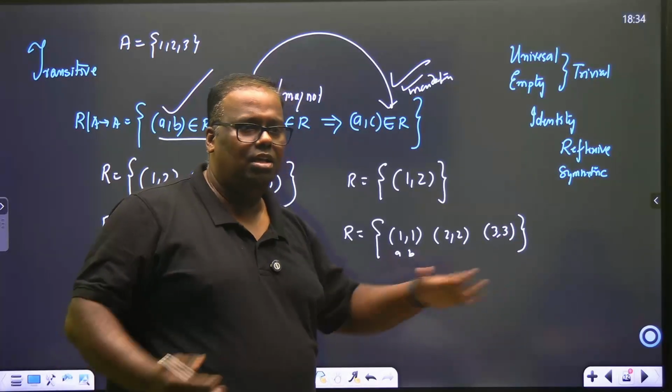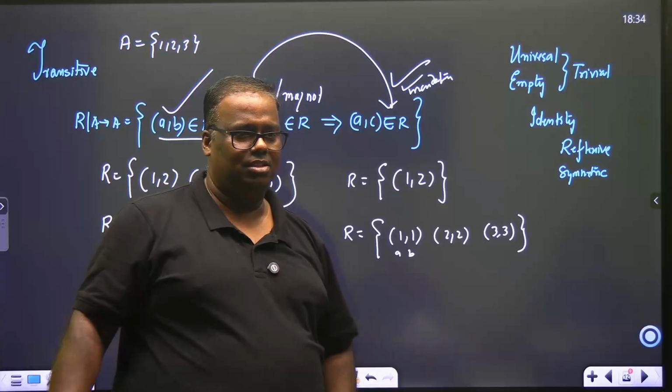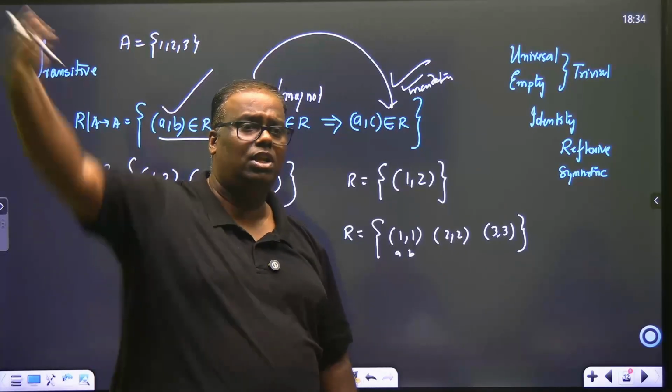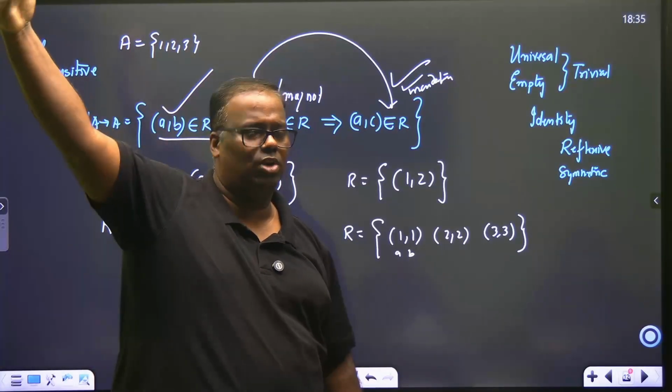Yes. Here AB is 3, 3. If you want to have a BC, you should have 3 something. 3, 1, 3, 2, whatever it is.